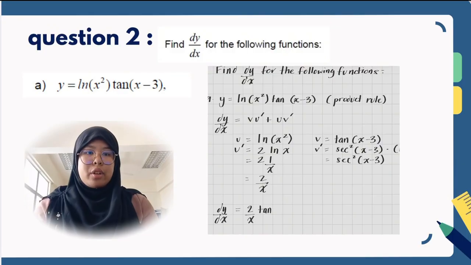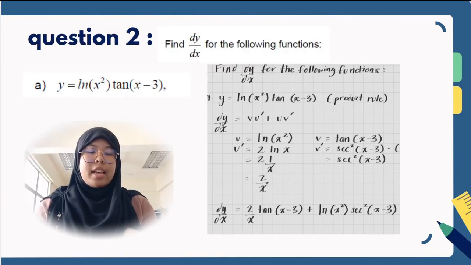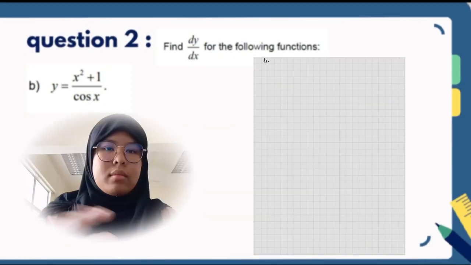So, the final answer for this question is dy over dx equals 2 over x times tan of (x minus 3), plus ln x squared times sec squared of (x minus 3). That's the final answer for this question.